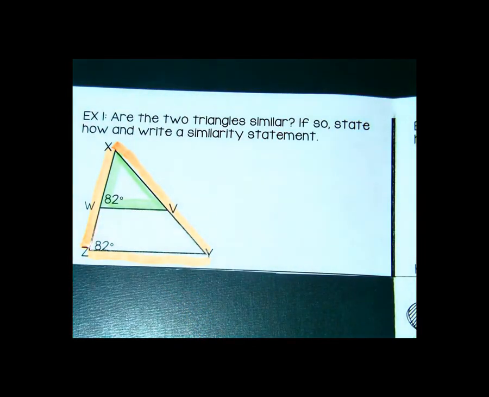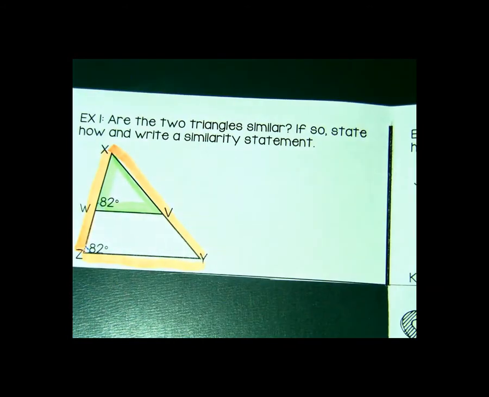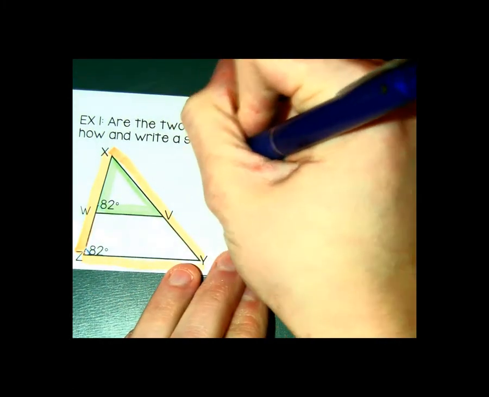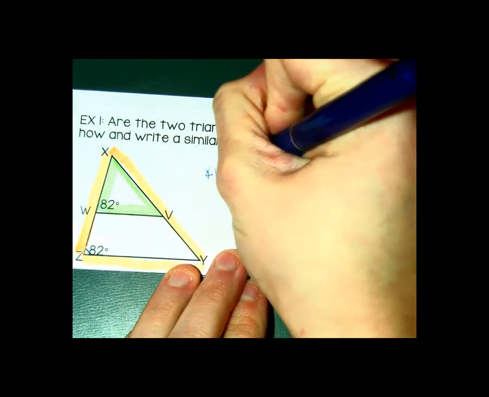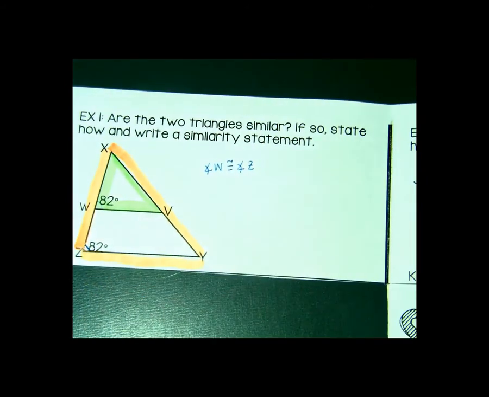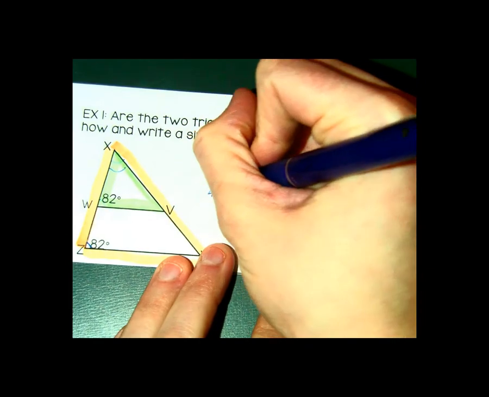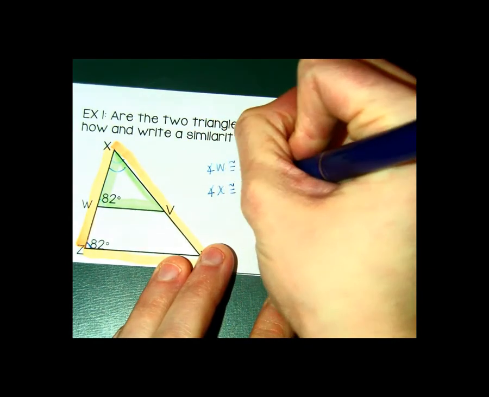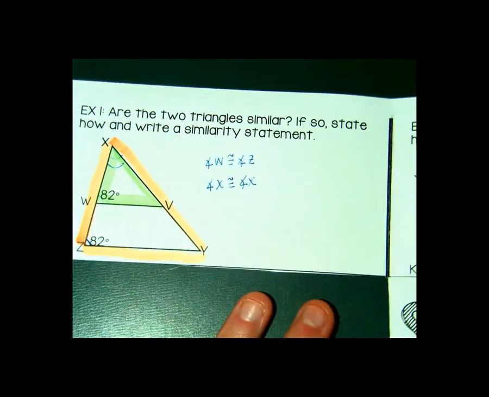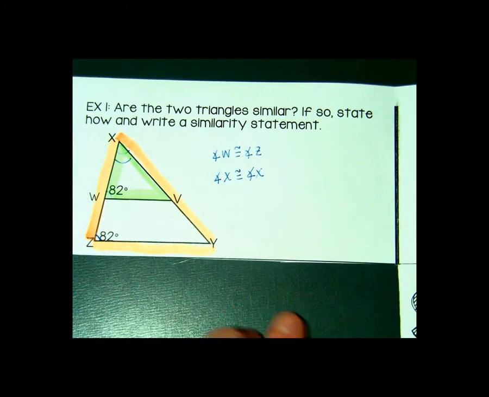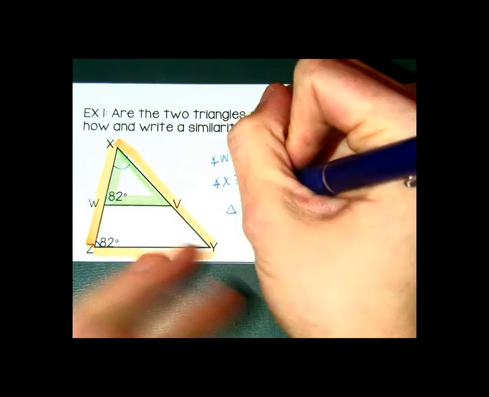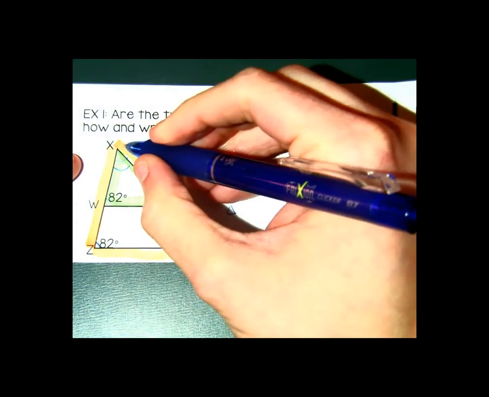So first of all, we have 82 degrees and 82 degrees. So we have one angle. So we already know that angle W is congruent to angle Z. We have to have another one. Well, since the way these triangles are drawn, we know that angle X is definitely congruent to angle X because it's the same angle. Since we have two congruent angles, we have similar triangles. So we're going to write our similarity statement. Let's start with the first one. So let's go alphabetical order.